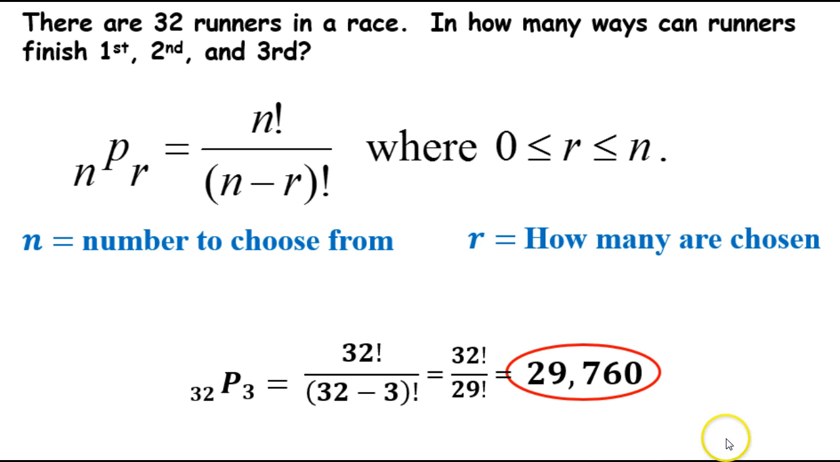So either calculator, whichever one you're going to use, will work just fine. The big things are finding out how many we have to choose from and how many are chosen at a time. Then we just plug it into our formula and it'll tell us the number of arrangements that we can do for this one. This one is a permutation though, because order in this case does matter: first, second, and third.